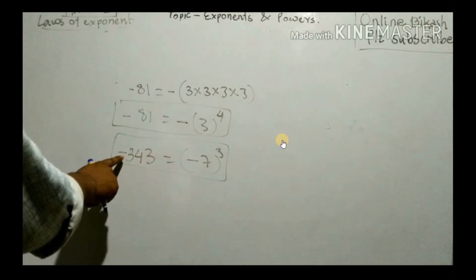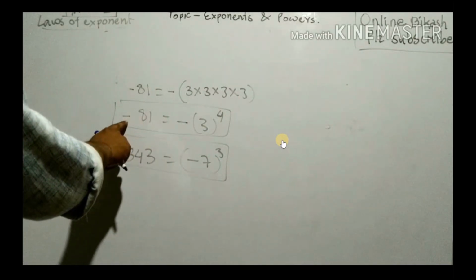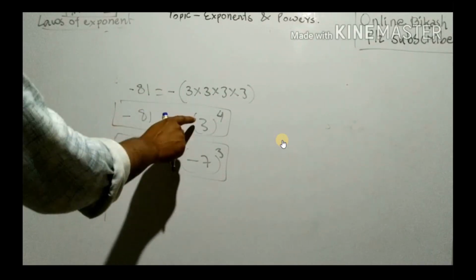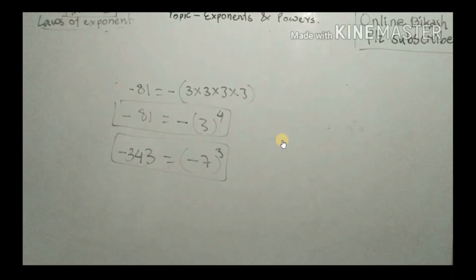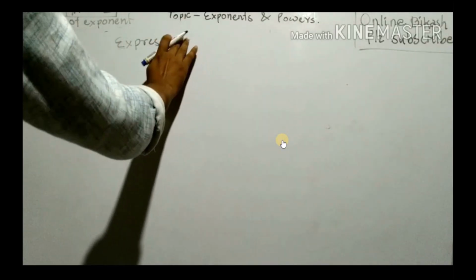Now let us see a different thing. The power here is negative. Is it clear? If you put the minus sign inside the bracket, then it will become positive, but it was negative 51. So that's why we have put the minus sign outside the bracket.